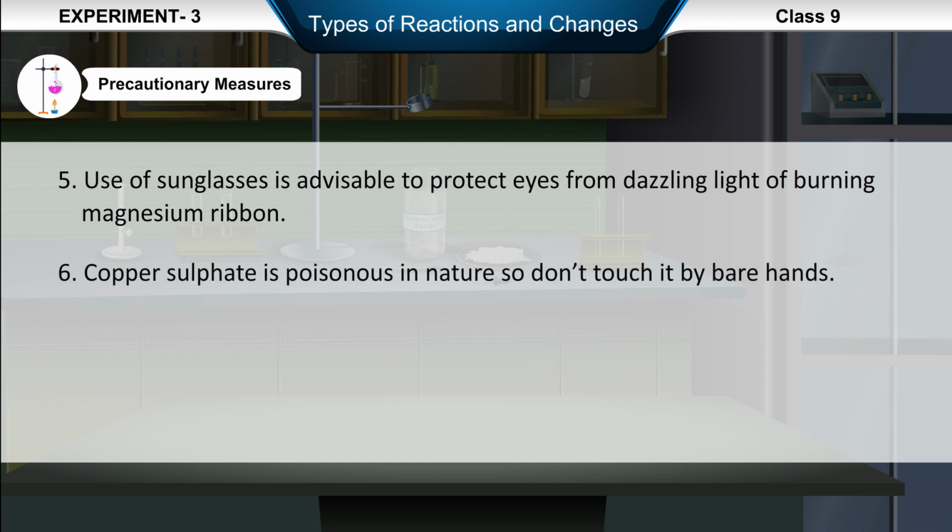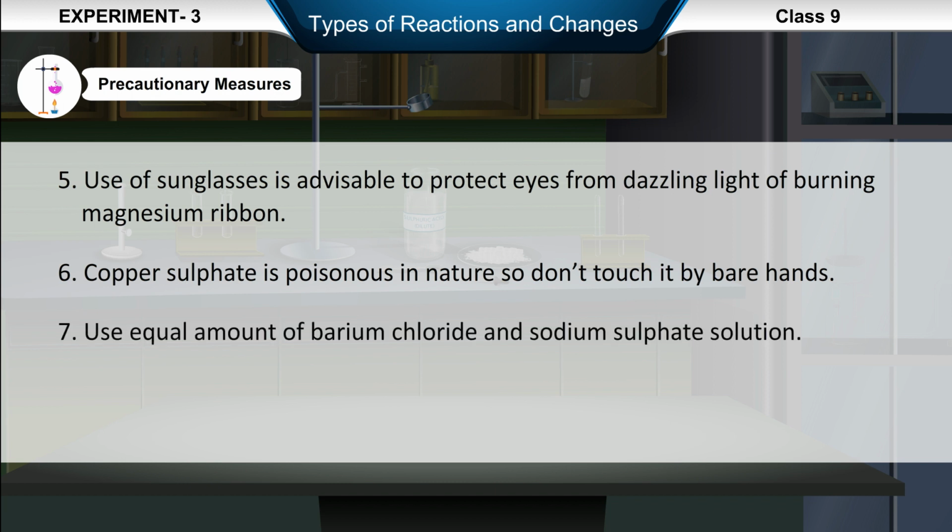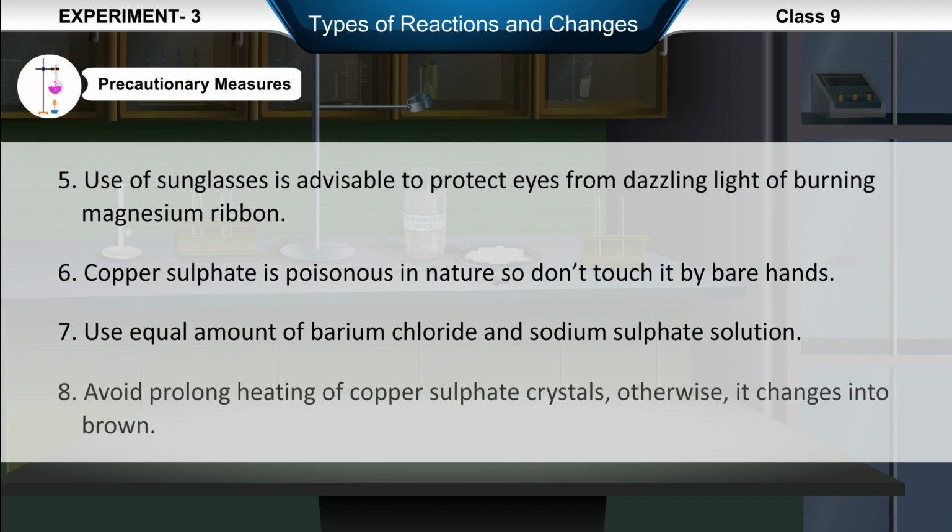Copper sulfate is poisonous in nature, so don't touch it with bare hands. Use equal amounts of barium chloride and sodium sulfate solution. Avoid prolonged heating of copper sulfate crystals, otherwise they change into brown.